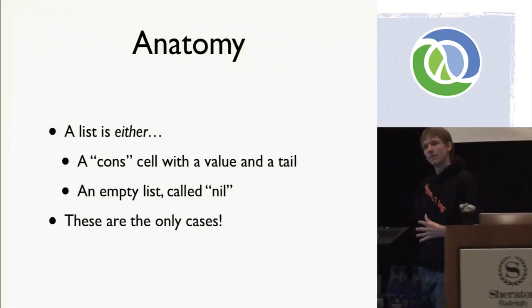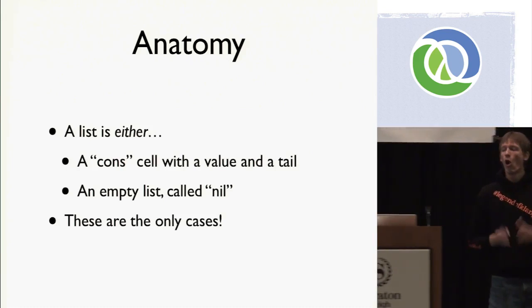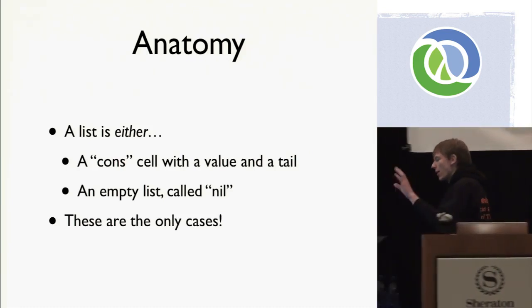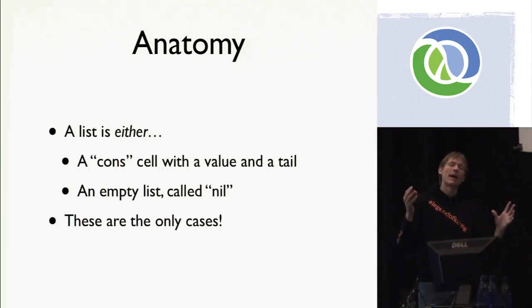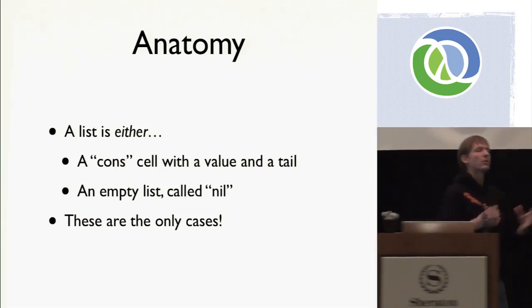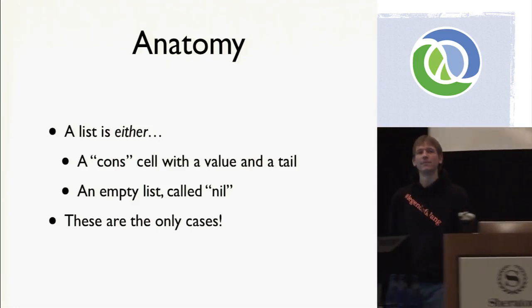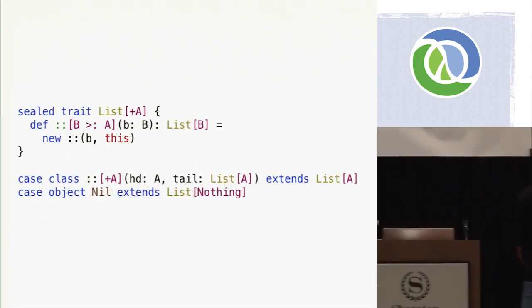If you have a list, it is one of two things. It is either a cons cell with a head and a tail, or it is the empty list. And that's all you have to worry about. So now in functional languages, most functional languages anyway, when we want to implement a data structure, the way we do it is we look at the cases that represent this data structure, and then we implement those cases as an algebraic data type. And in Scala, algebraic data types are represented by sealed traits and case classes.